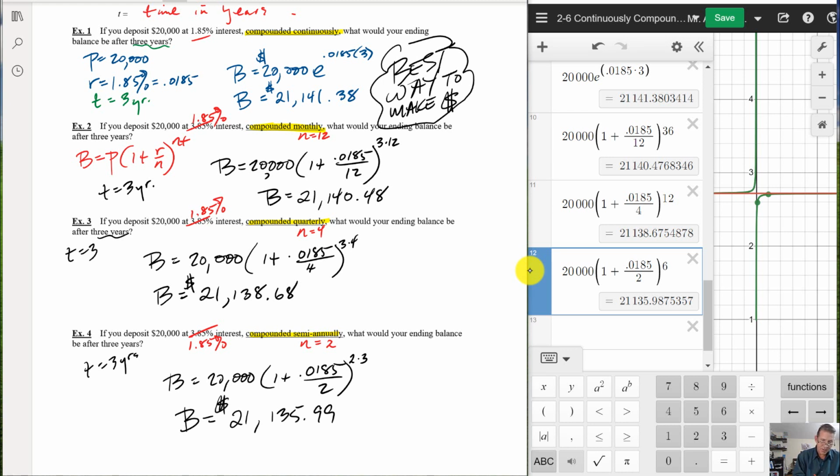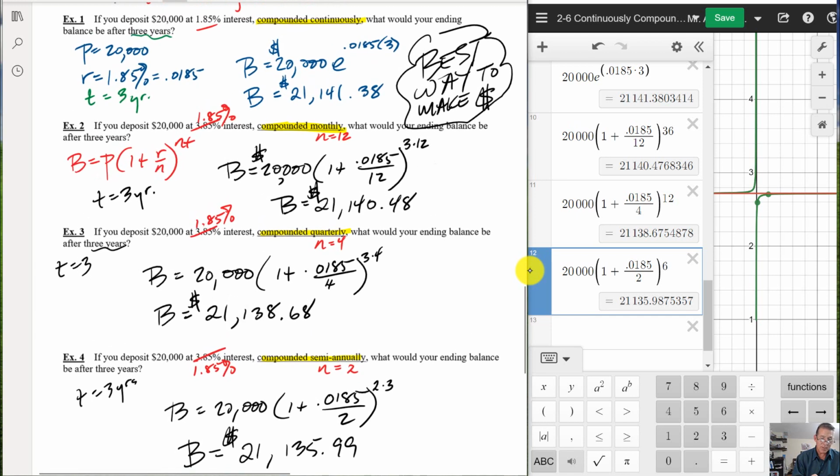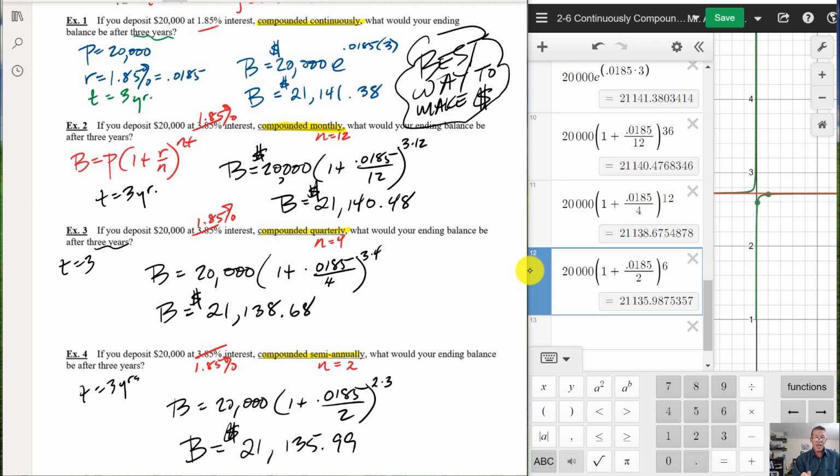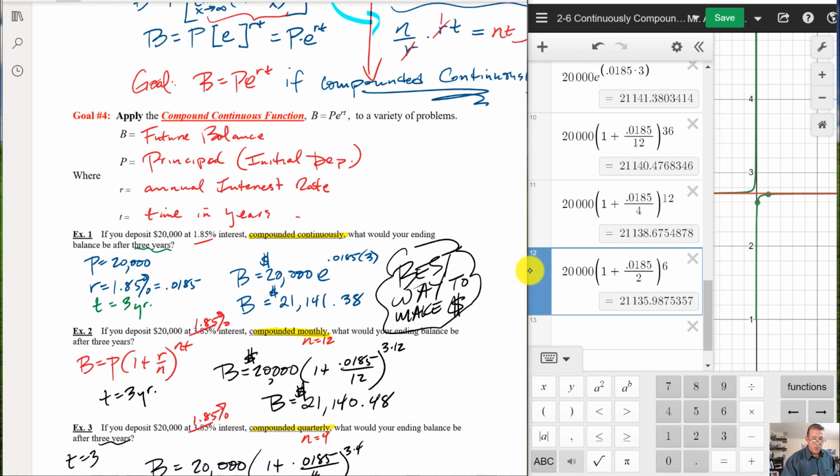Okay, all this is money, so put dollar signs on everything. And there we go. So notice that the less you compound it, the less you have. Conversely, the more you compound it, the more money you have. And so the best way to do it is at the top, guys. Compounding continuously is the best way to compound your money. You will make the most money possible over a period of time. And that's it. That's the whole entire lesson, the whole shebang.